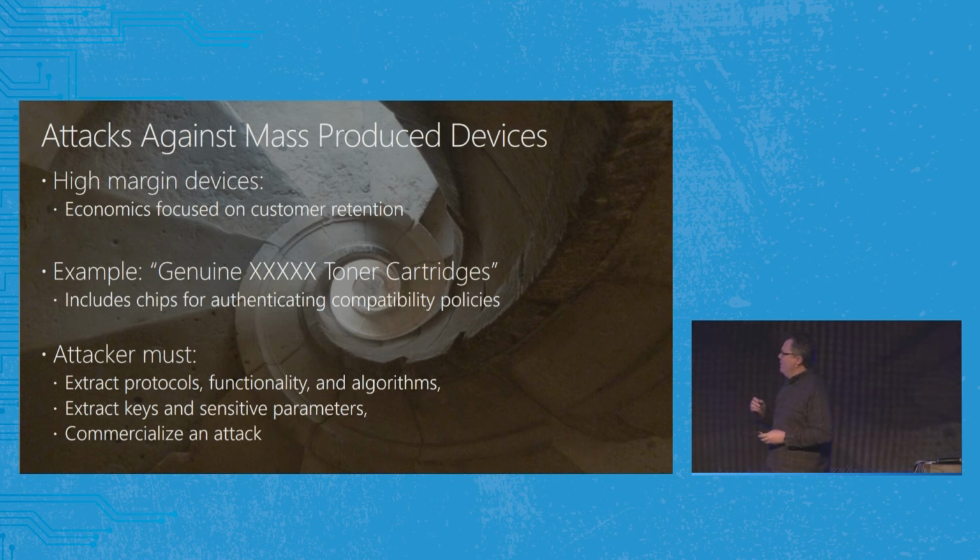Interestingly enough, this particular organization that we're working with had a criterion that it should take a minimum of 3 years for someone to reverse engineer the chip, extract the secrets, and produce and bring to market a new toner cartridge against this sort of thing. So what must a hacker do? You must be able to extract the protocols, the functionality, and the algorithms. You need to be able to extract the keys and the sensitive parameters, and you have to figure out how to commercialize the entire attack.